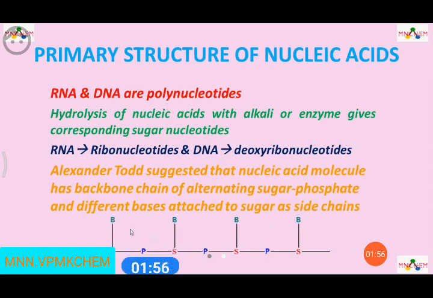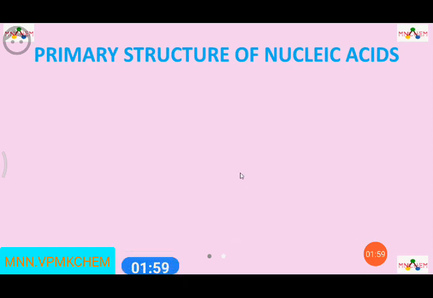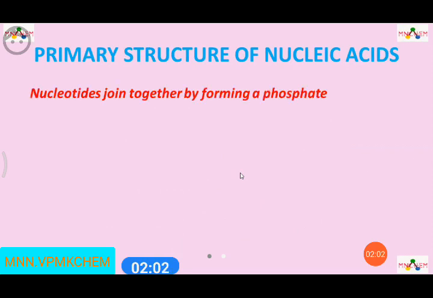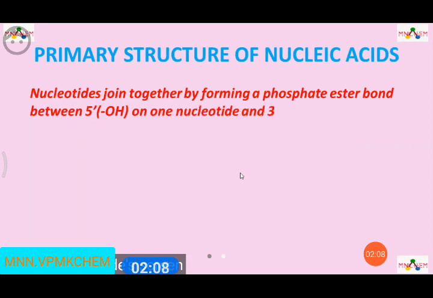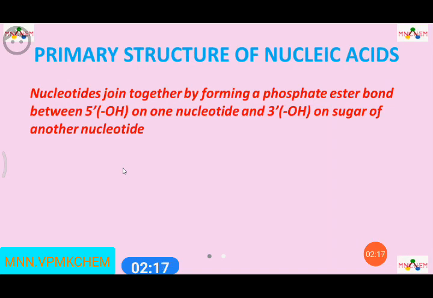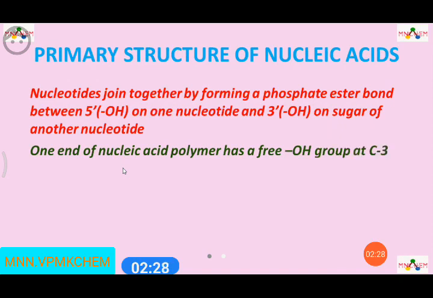This primary structure here particularly represents a two-dimensional structure. When we talk about these nucleotides, they are joined together by forming a phosphate ester bond. That bond is formed between the 5-hydroxyl group of one nucleotide and the 3-hydroxyl group of the sugar on another nucleotide. One end of the nucleic acid polymer has a free hydroxyl group at the C3 carbon, whereas the other end has phosphate at the C5 carbon.